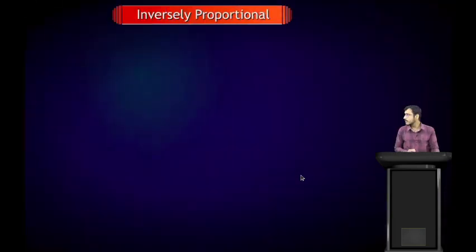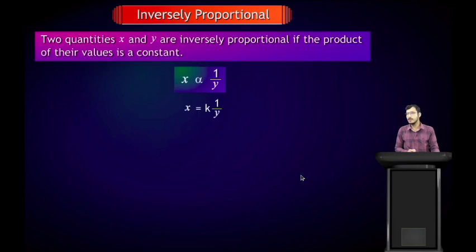So let us see what inversely proportional means. Two quantities x and y are inversely proportional if the product of their values is a constant. That is the definition of inversely proportional. We can also write it in mathematical form.